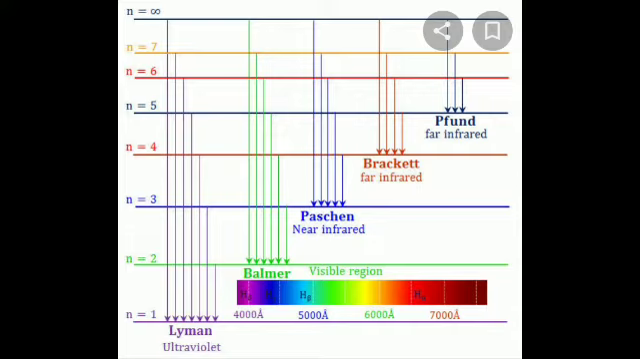Okay, next one, the Brackett series. n is equal to 4, m is equal to 5, 6, 7. The wave number or wavelength of the spectral lines of the Brackett series lies in the infrared region. Then the last one, the Pfund series, for n equal to 5 and m equal to 6, 7, 8. The wave numbers or wavelengths of the spectral lines of the Pfund series lie in the infrared region.